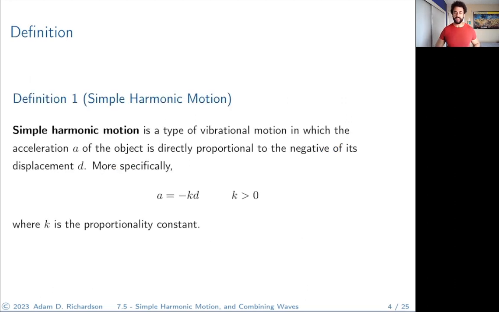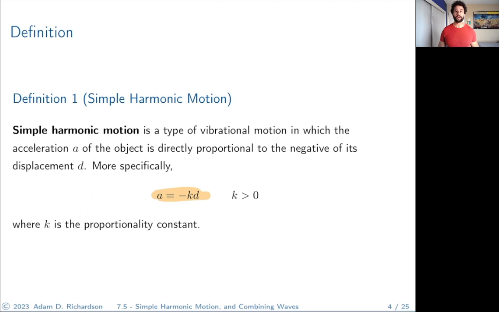So here is the definition, and this is the most general definition. For those of you that go on to take a course in differential equations, which I hope is many, if not all of you, you'll start with this definition and derive the model for simple harmonic motion that we're just going to take as a definition in a moment. So, what is simple harmonic motion? It's a type of vibrational motion in which the acceleration a of an object is directly proportional to the negative of its displacement d. More specifically, this equation right here is what describes simple harmonic motion.